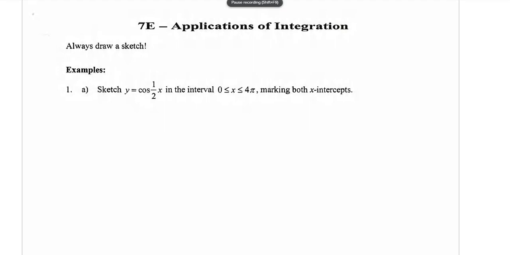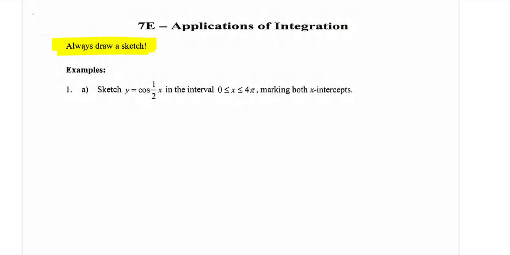Okay, applications of integration. The first thing it says here is always draw a sketch, because you've always got to be careful if you're evaluating an area, you've got to be looking out for those little negative areas. Also, the sketch can help you find intercepts if it involves two graphs. It's just great to always have a sketch.